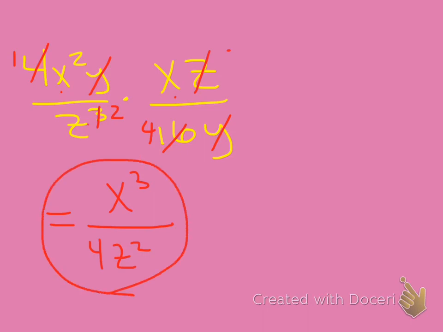So we can cancel going diagonal or going up and down, or diagonal and up and down. Anything from top to bottom. Okay. All right, let's do another one.